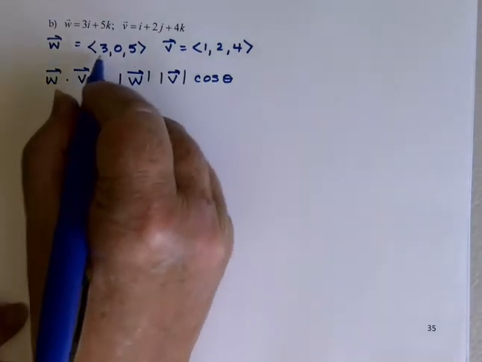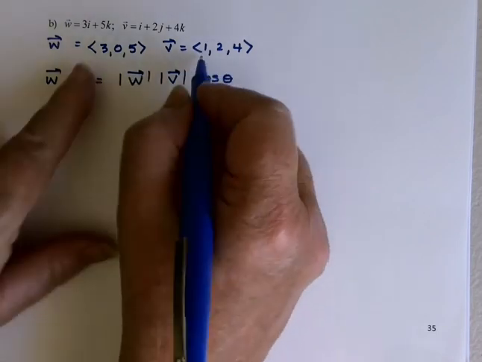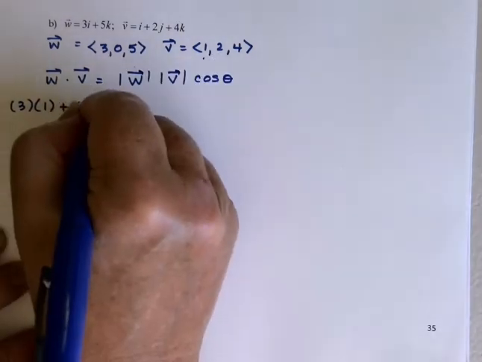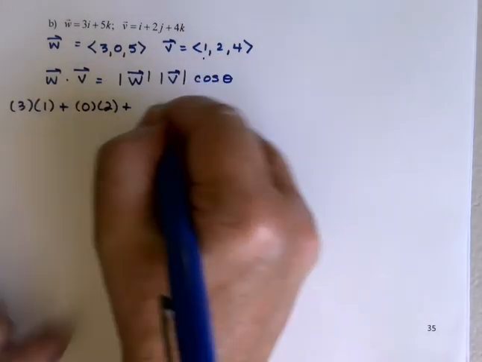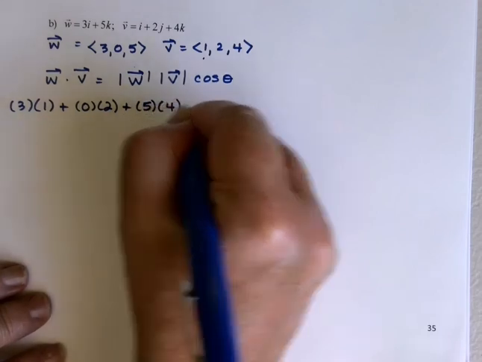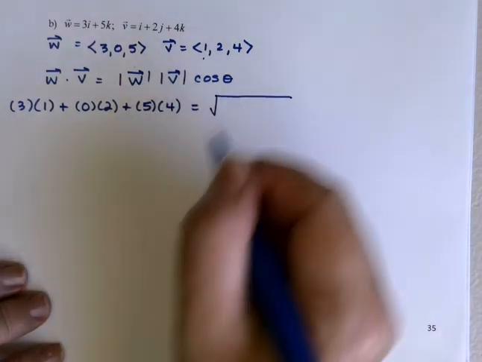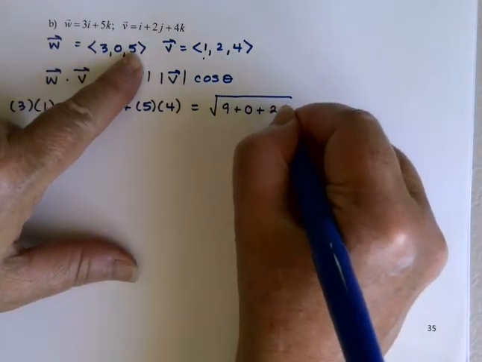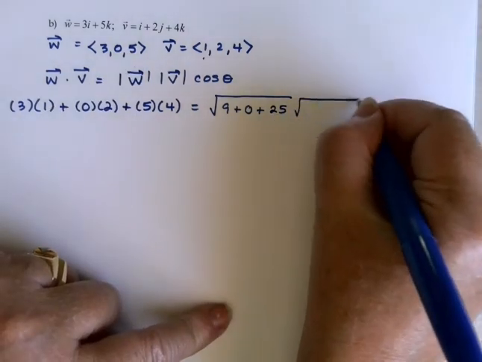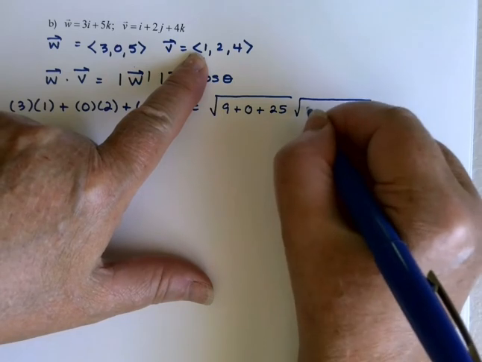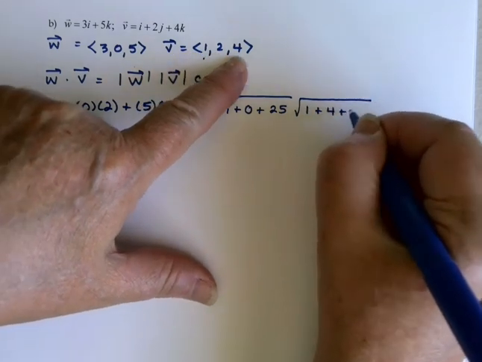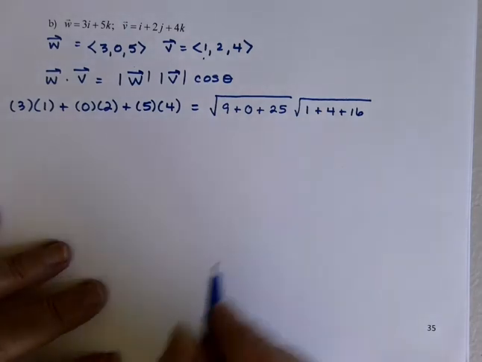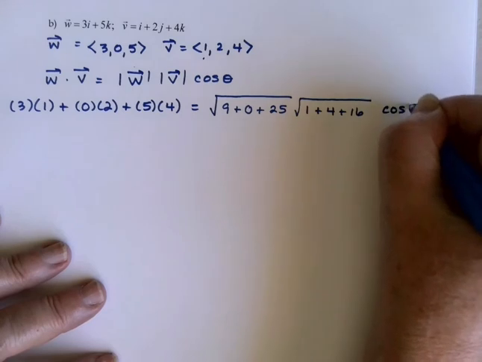So I'm going to start by doing the dot product on the left-hand side as 3 times 1 plus 0 times 2 plus 5 times 4. Magnitude of W, square root of 9 plus 0 plus 25. And the magnitude of V, square root of 1 plus 4 plus 16. Just squaring in my head there, so I don't have to write down quite as much. And then that gets multiplied by the cosine of this angle that I'm trying to find.